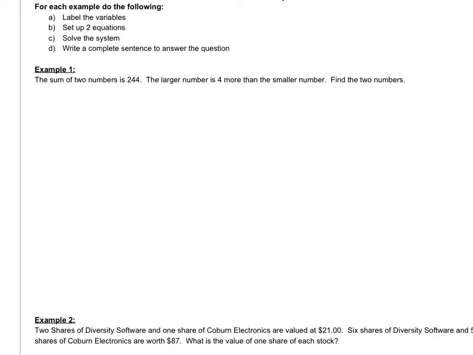So just like yesterday, we're going to start by labeling our variables. So in letter A, we are talking about two numbers, a larger number and a smaller number. So let's use a capital L, and we'll let that represent the larger number. And if we're using S for the smaller number, S usually looks like a 5, so let's use M instead. And we'll let M equal the smaller number.